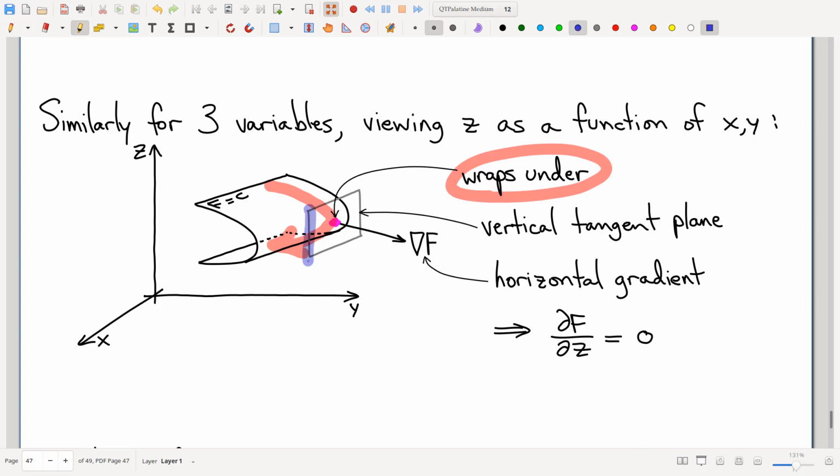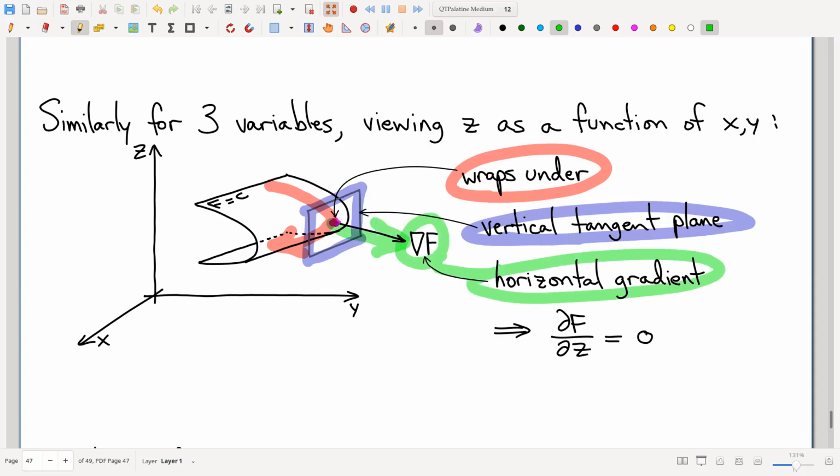Wrapping under, of course, would mean we have a vertical tangent plane. Vertical tangent plane means we have a horizontal gradient. Very similar argument to what we just discussed. And horizontal gradient, keep in mind, this gradient is the partials with respect to x, y, and z. Horizontal means the third coordinate is 0, and that means that the z partial would be 0.